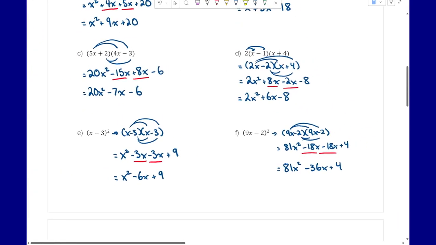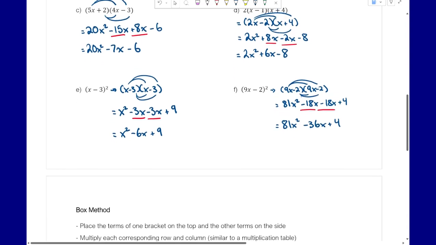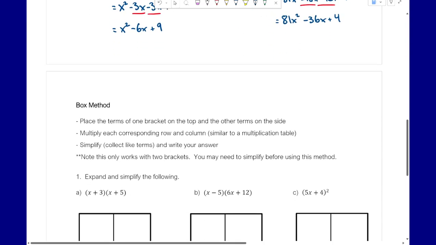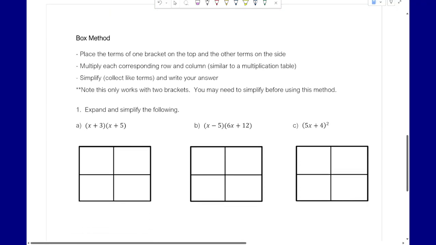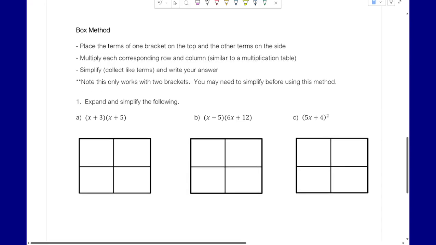So that's using the FOIL method. That's probably the most common method to expanding binomials. There is another method, and that's called using a box method, right? So the way the box method works is you're going to place the terms of one bracket on the top, the other on the side, and you're going to multiply each corresponding row and column, similar to that of a multiplication table. You're then going to simplify and collect your like terms.